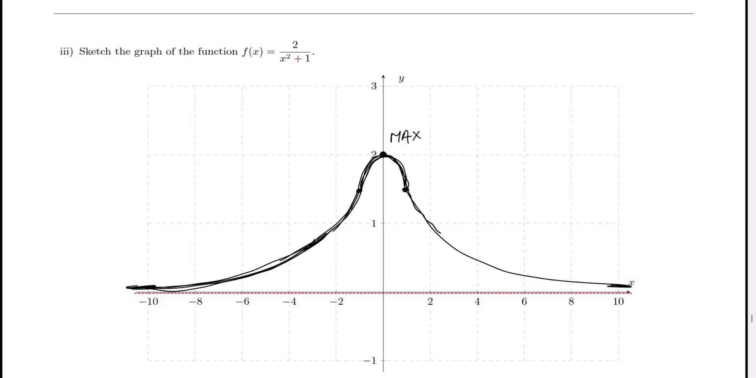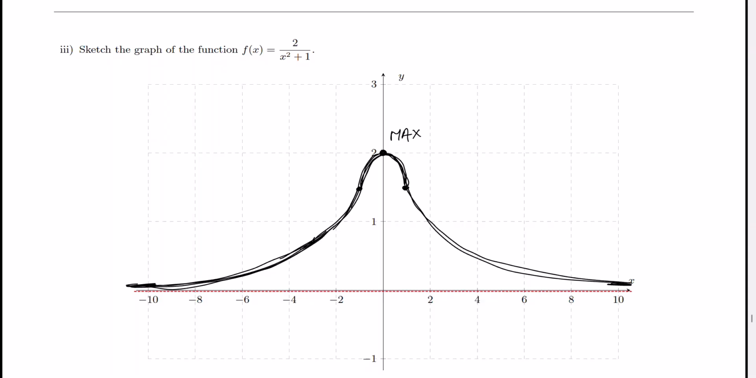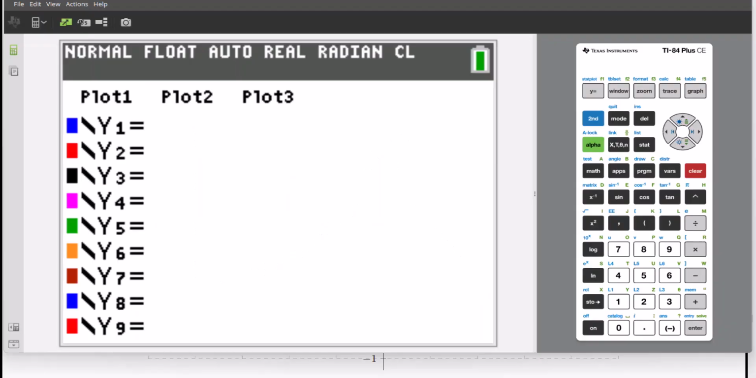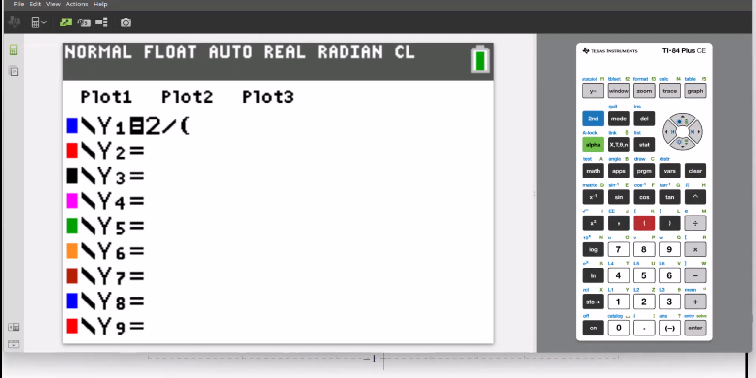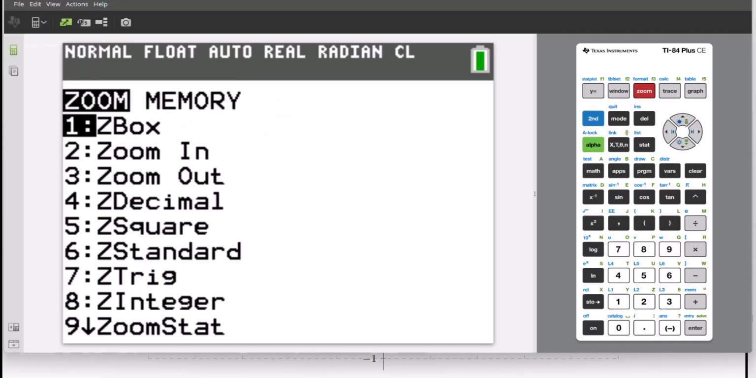Now again, to get more accuracy, I can go ahead and plug in 1, 2, 3, and so on into the equation of the function to get some actual estimates for the y-coordinates, but I'm deciding to skip it here and use the calculator to do the work for me. So let's go ahead and try to find out what the graph looks like on the calculator. So I'll begin by plugging the equation in, 2 divided by x squared plus 1. And I'm going to click zoom number 6 to reset the window.